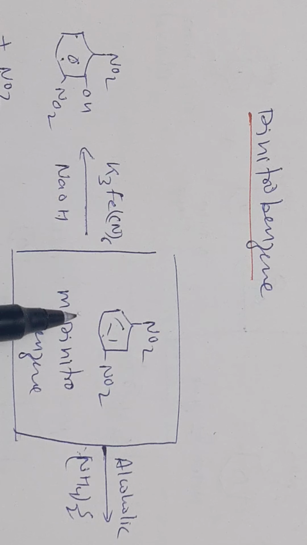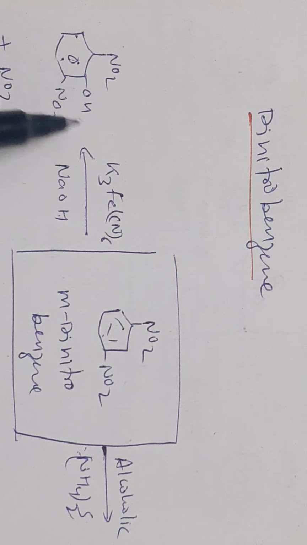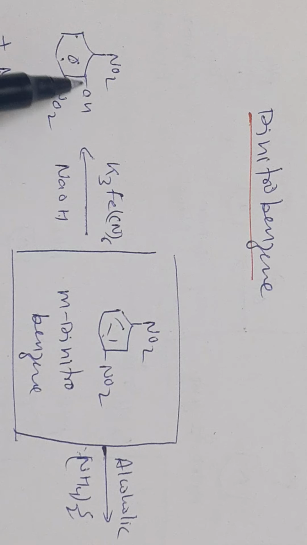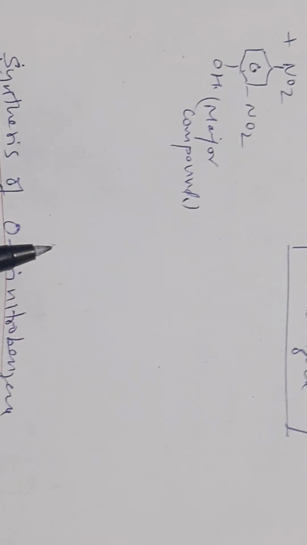The reaction of meta-dinitrobenzene with potassium ferricyanide in the presence of NaOH, the OH group, that is the nucleophile, is attached on the benzene ring. That is, the nucleophilic substitution reaction takes place and we get two types of product, that is 2,4-dinitrophenol or 2,6-dinitrophenol. This 2,4-dinitrophenol is the major product in this reaction. So these are the reactions of the meta-dinitrobenzene.